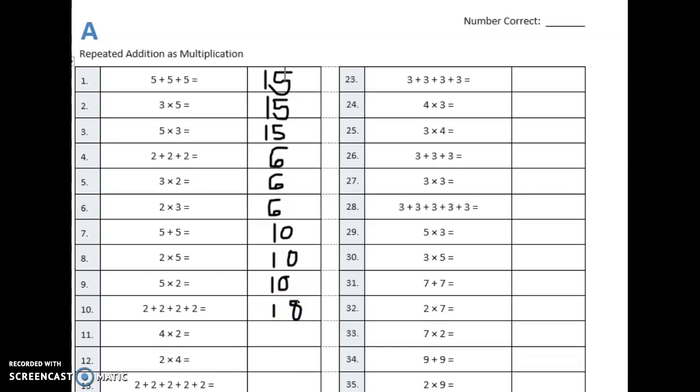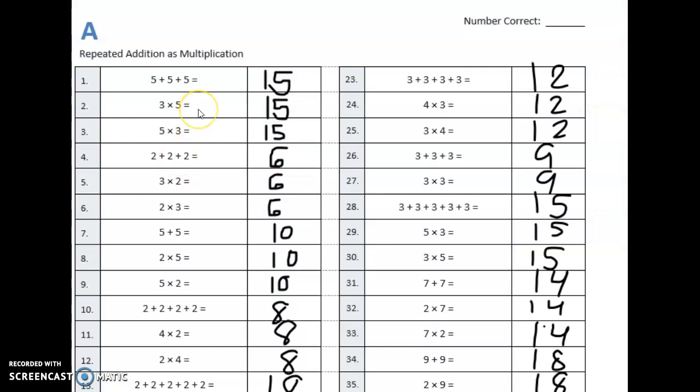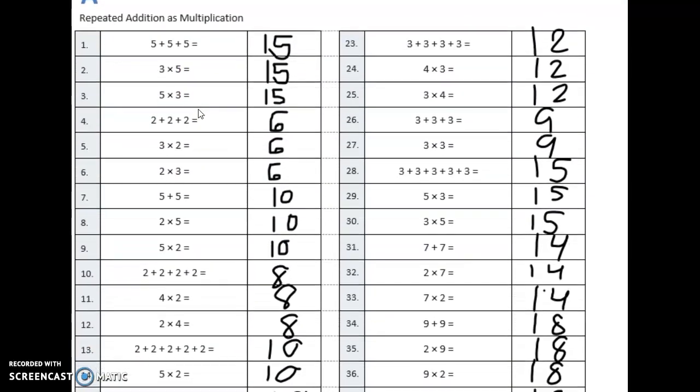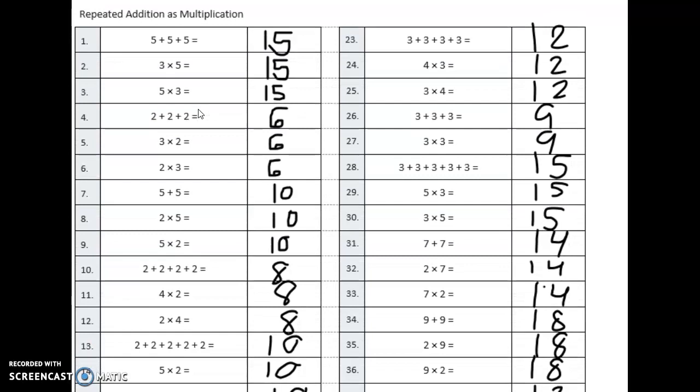Alright, time is up. When I say go, I'll start reading answers in the first column, and you will circle the ones that you got correct. So we have our first column here. I'll start reading in 3, 2, 1, go.